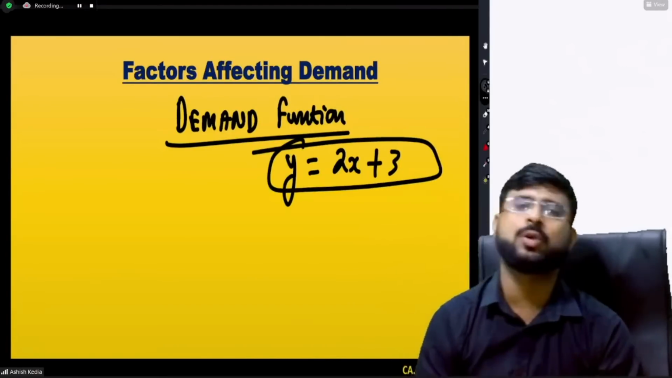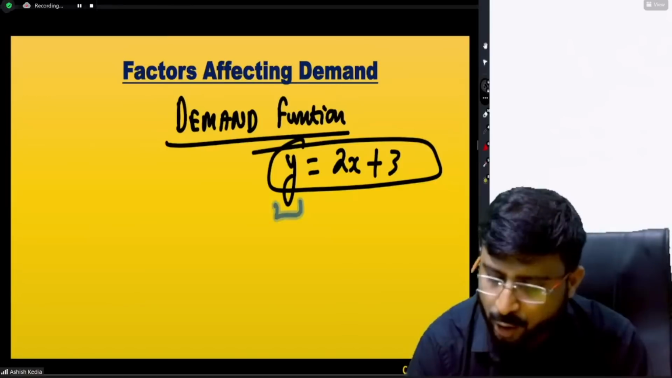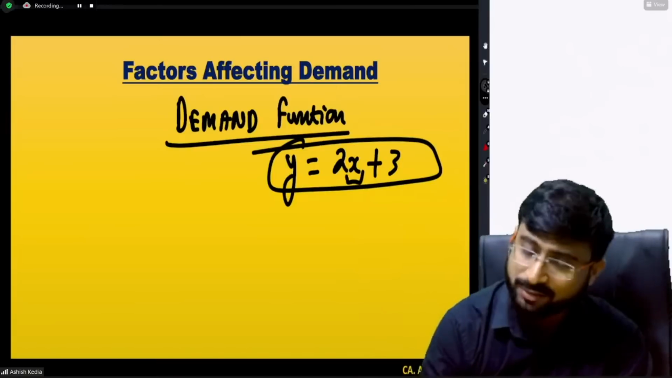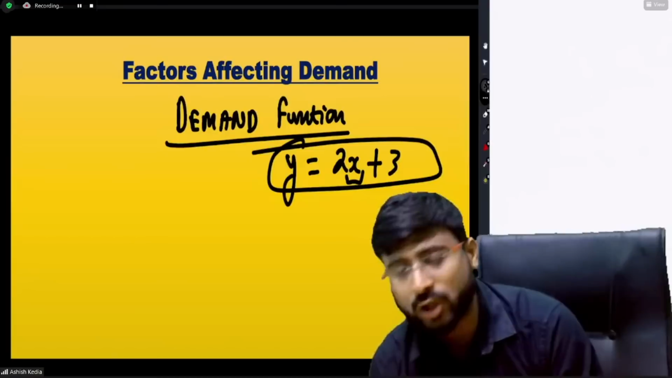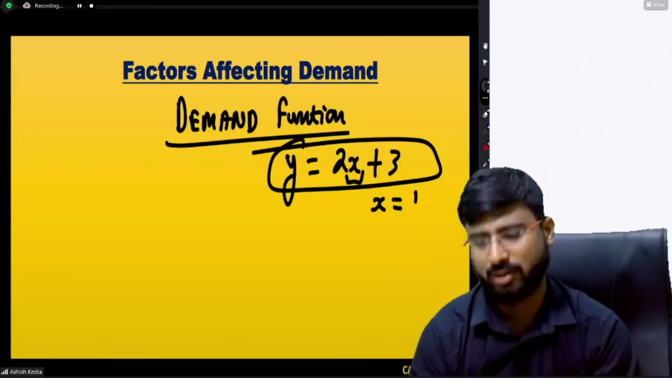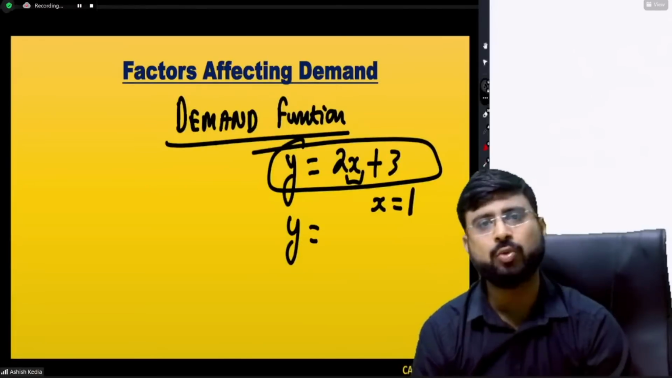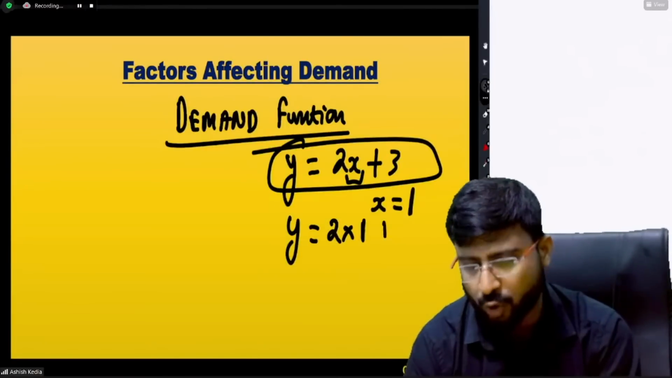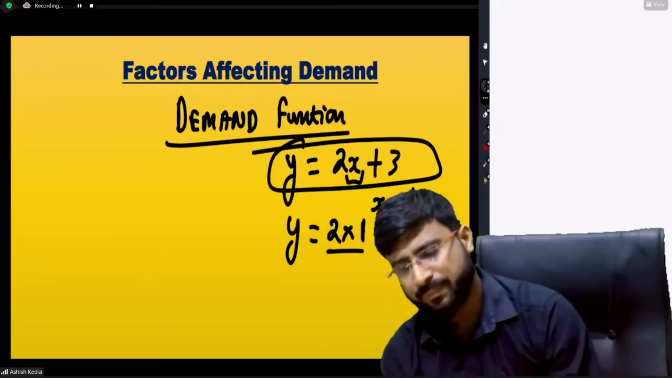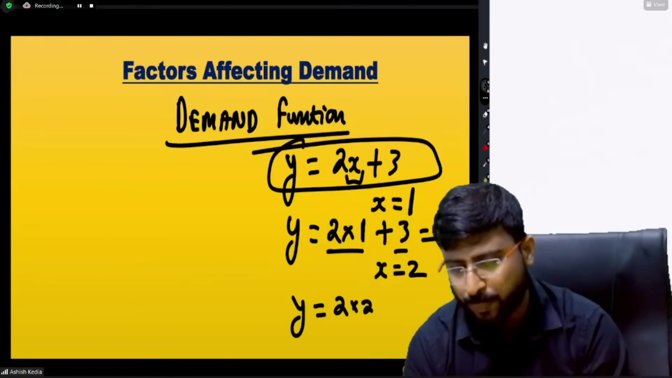Now my question to each one of you is, to find y, whose value do we need? Sir, we need the value of x. Because as long as we don't have the value of x, we cannot compute the value of y. Suppose x equals 1. Then what will y be equal to? Sir, y will be 2 into 1 plus 3, that is 2 plus 3, that is 5. Suppose x equals 2. Then what will y be? 2 into 2 plus 3.